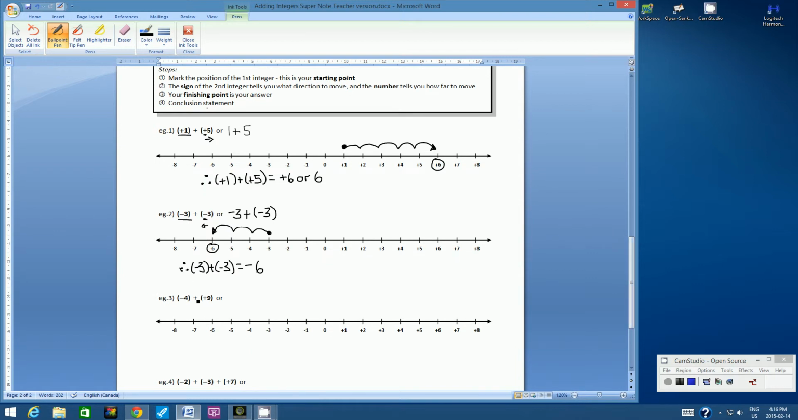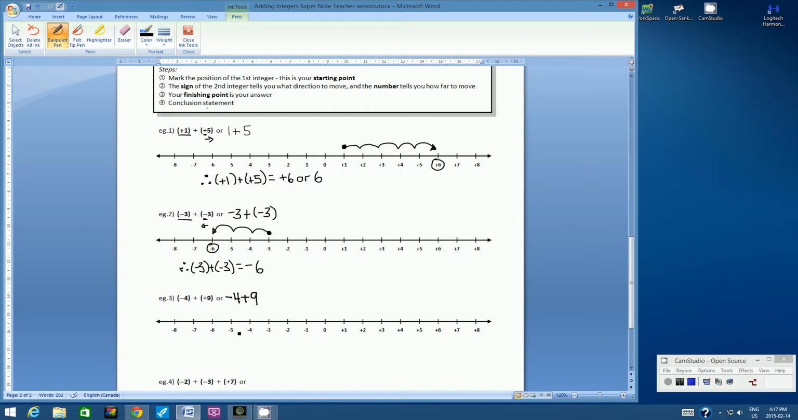Okay, let's go on to example 3. Negative 4 plus positive 9. So let's rewrite this in standard form. First integer is a negative, so we could take off the brackets. We have an addition sign, an operation, and then we have a positive integer. Remember, positive integers, we take off the brackets, we take off the positive sign. So we're left with this as the statement in standard form.